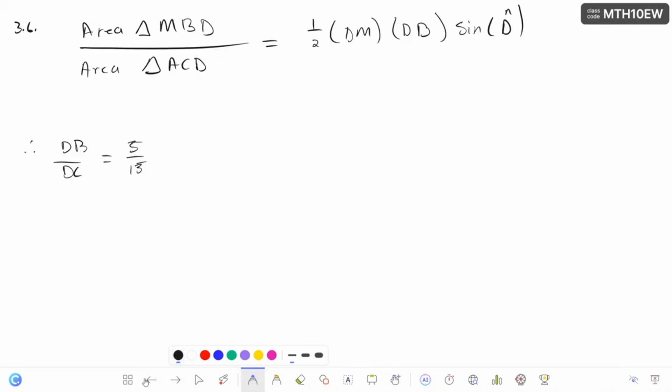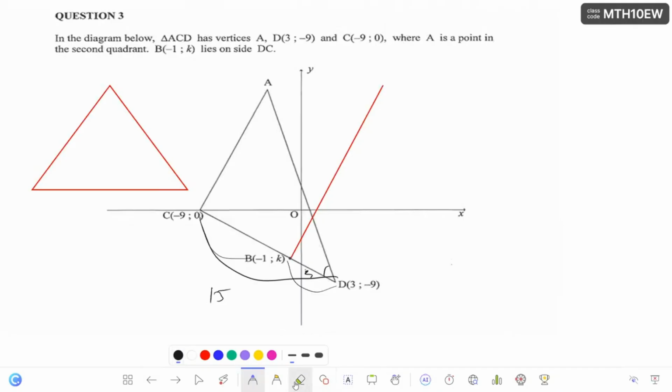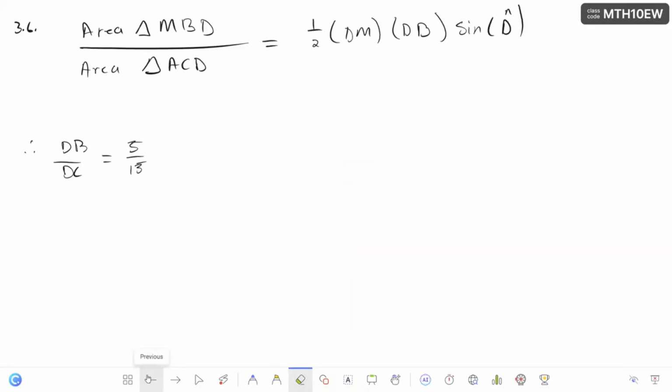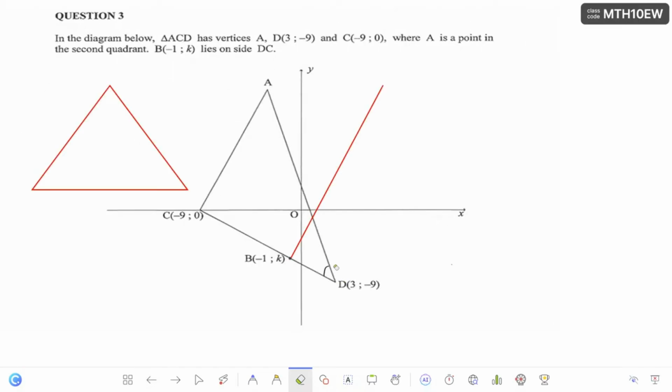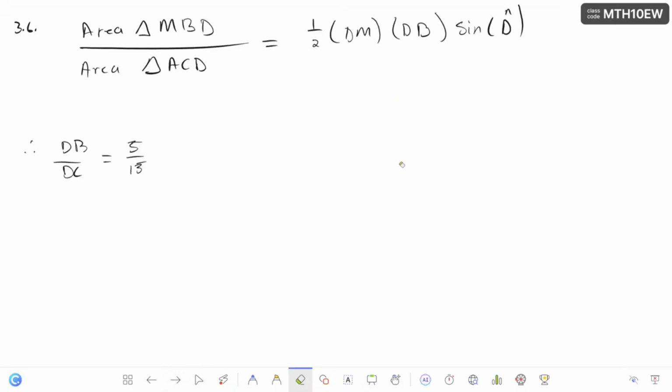We can simply say this length dB times the other length. Okay, dB times this length times the sine of the angle, which is common for both triangles, is equal to this thing. So I'm using this way. So divide by 1 over 2.